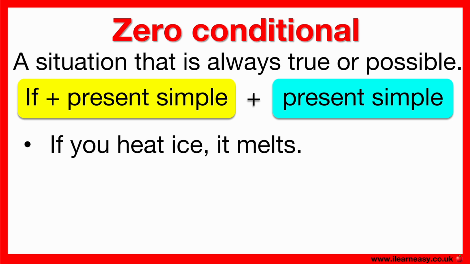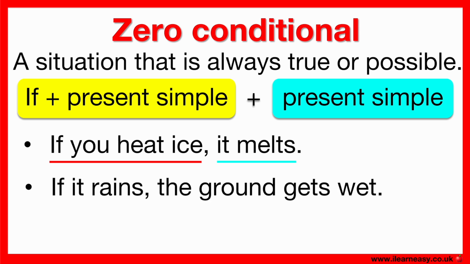As you can see, we have the if clause at the beginning, followed by the main clause. And they are both in the present simple form. If it rains, the ground gets wet. Again, the if clause comes first, followed by the main clause, and they are both in the present simple form.